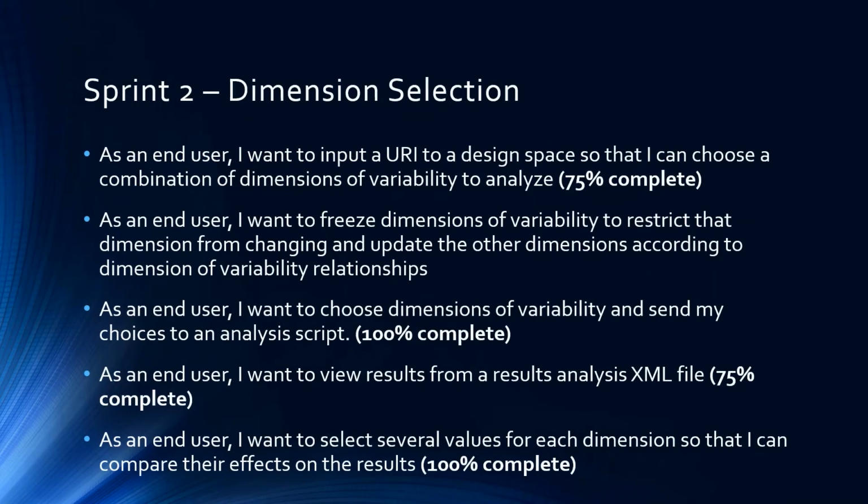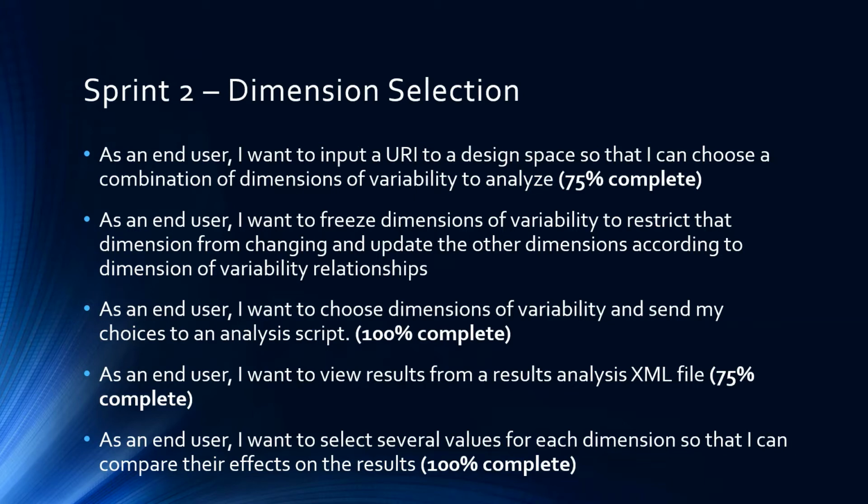The second sprint is when we started working on the dimension selection. So we have the user story: as an end user, I want to input a URI to a design space so that I can choose a combination of dimensions of variability to analyze. This was mostly completed, although we did not implement an error message to display if parsing failed. The next story, which is about freezing dimensions and updating the other dimensions according to the relationships, was not implemented.